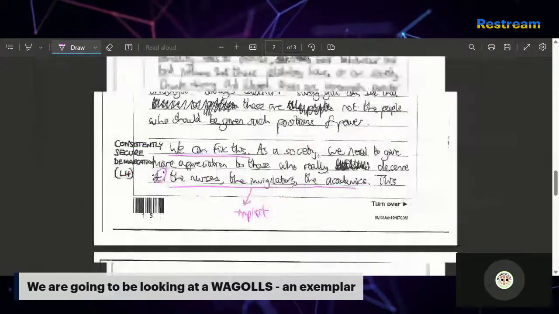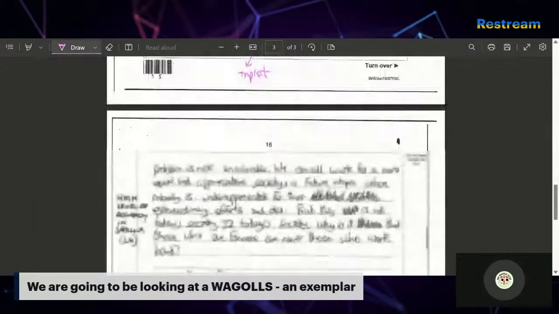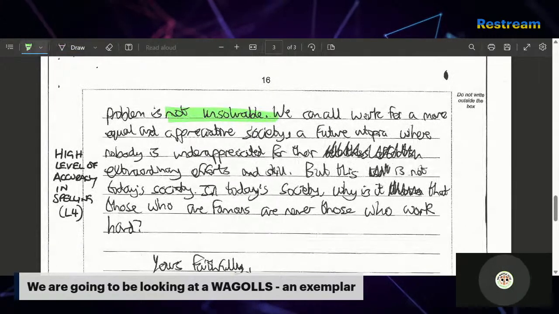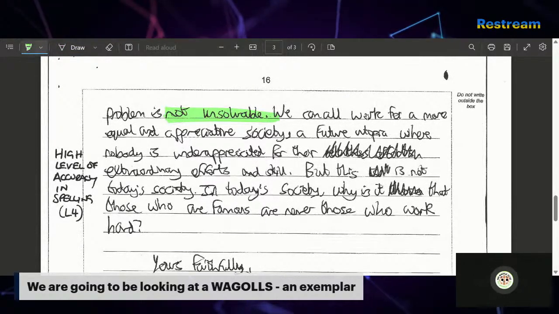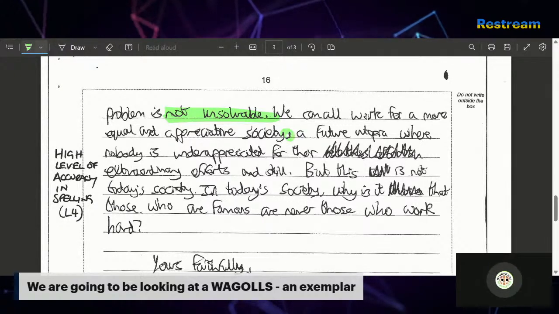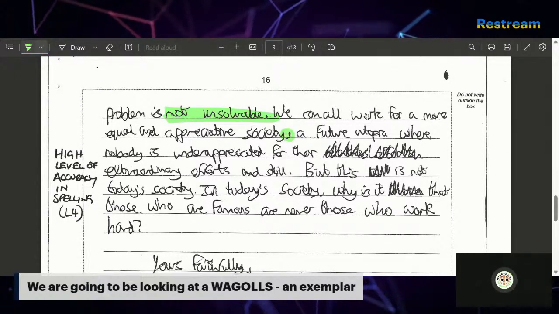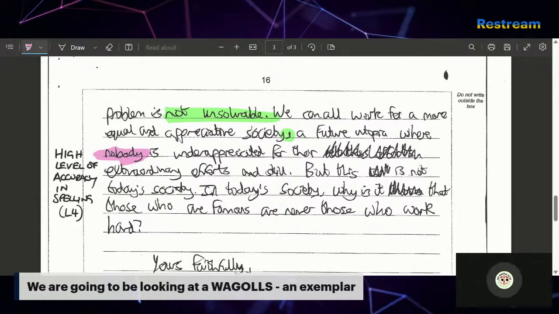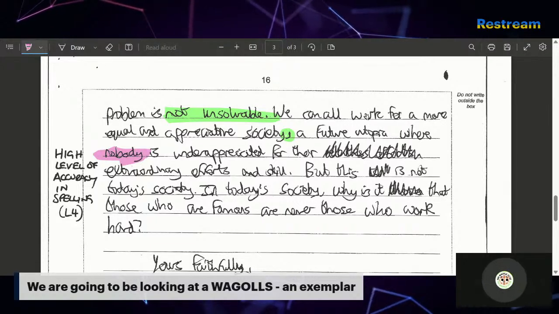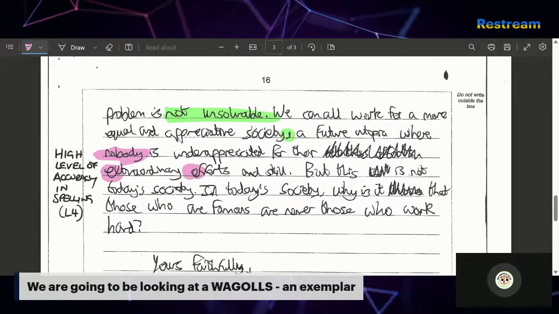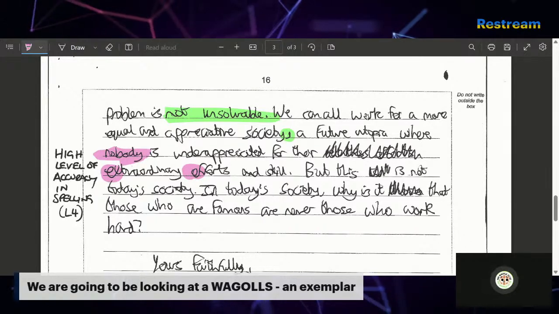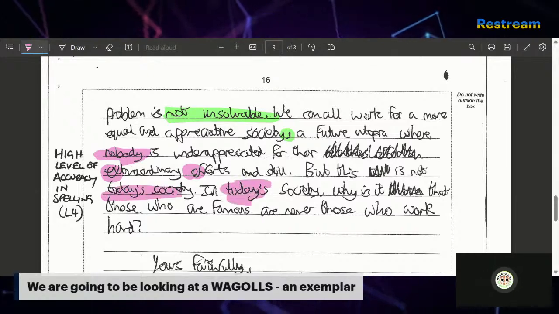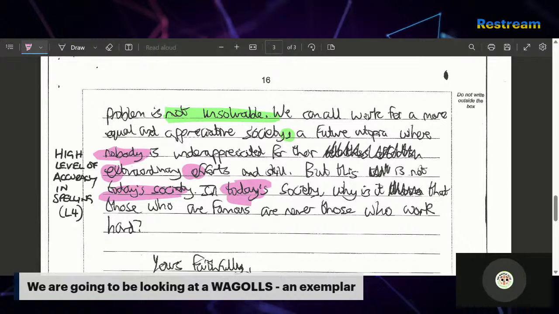Now, moving on. The problem is not unsolvable. This provides some hope. We can all work for a more equal and appreciative society, comma, a future utopia where nobody is underappreciated. Think of this really extensive length that he's going on about. This extraordinary efforts, we see alliteration there, and still. But this is not today's society. So there's a comparison being made between today's society and the future societies that will happen.